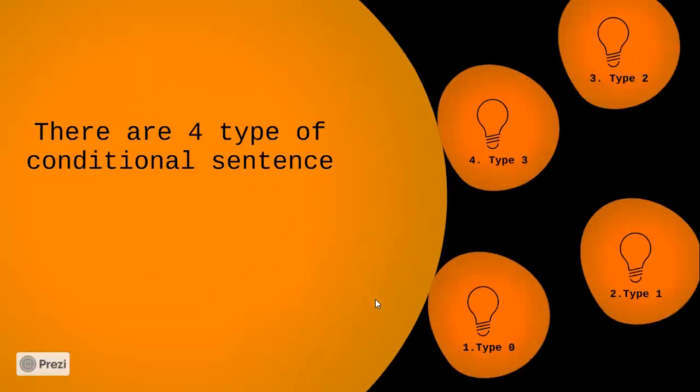There are 4 types of conditional sentence. The first is type 0, the second is type 1, the third is type 2, and the fourth is type 3.